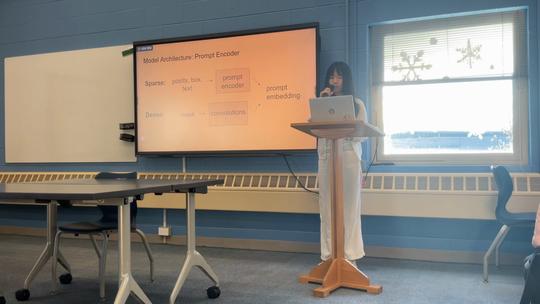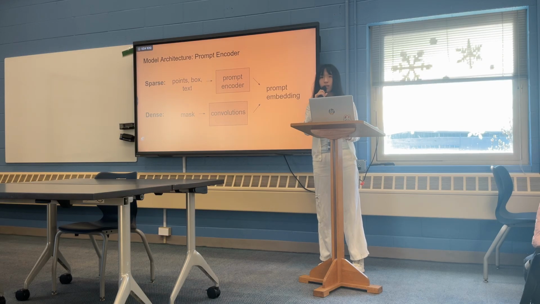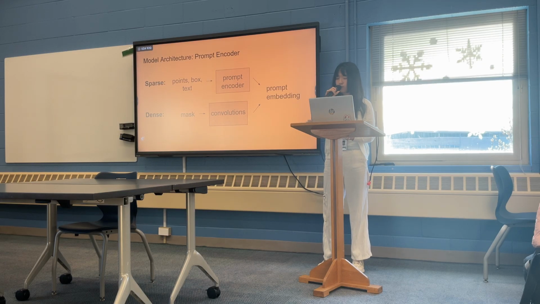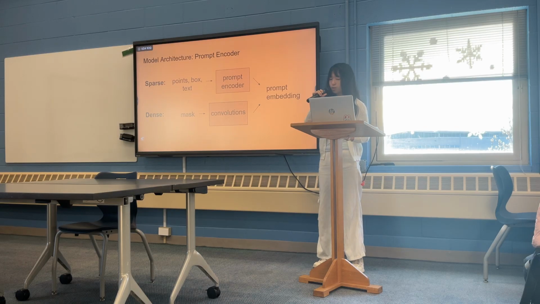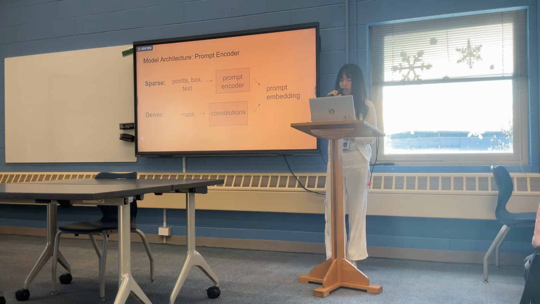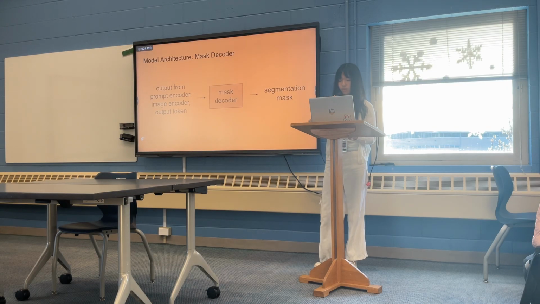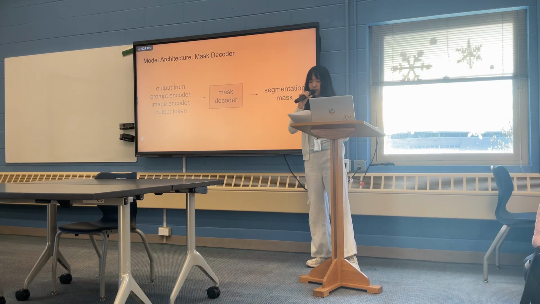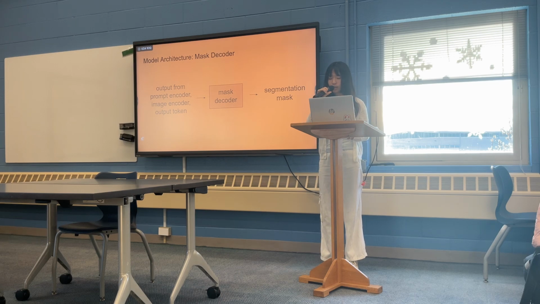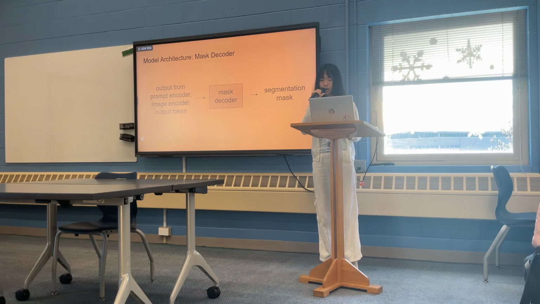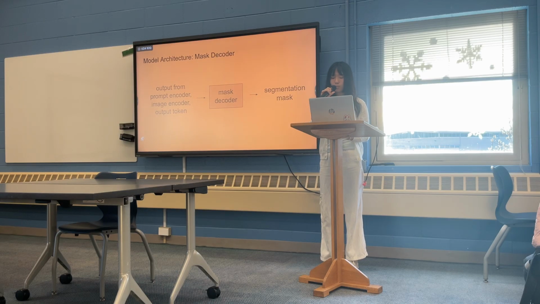Sparse prompts include points and boxes on the image or text, and point and box prompts are positionally encoded on a map by the prompt encoder. Text prompts are encoded by CLIP, which is a text transformer, and dense prompts or segmentation masks are embedded using convolutions. And finally, the mask decoder uses a modification of a transformer decoder block to combine the image embedding, prompt embedding, and an output token to create the final segmentation mask.